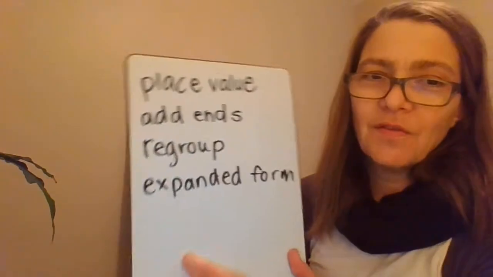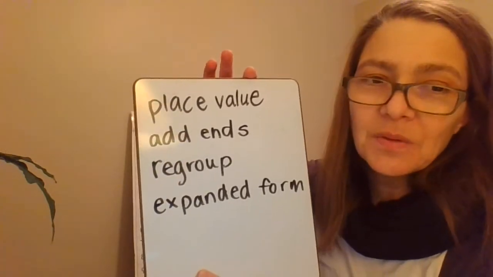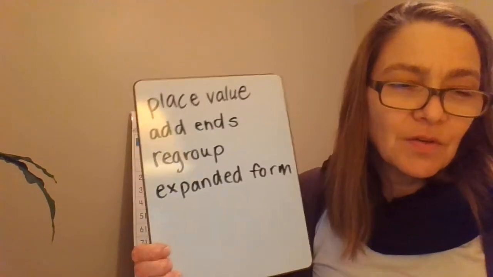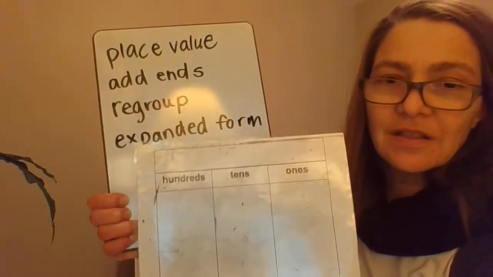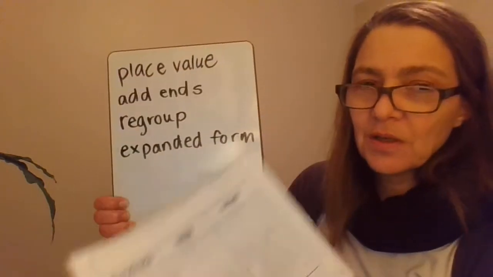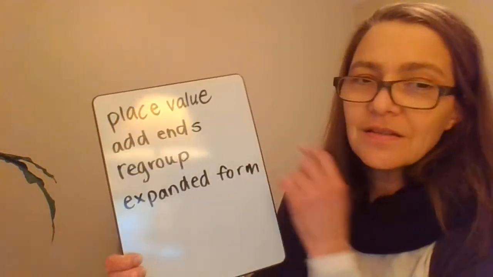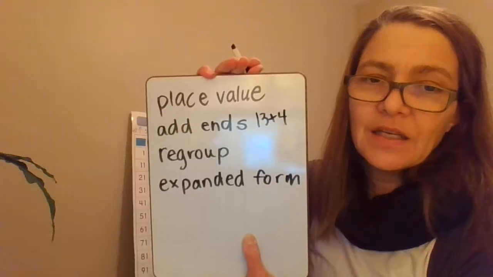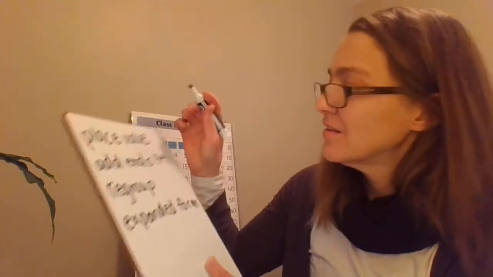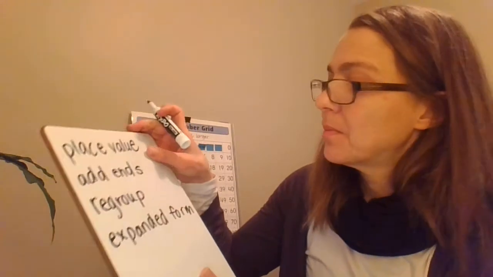Here is some vocabulary you will need. Some of the vocabulary you'll need to know is place value. When you think of place value, you think of your tens and your ones and your hundreds. And that's the place value chart, so you'll need your place value chart. Addends. Addends are the two amounts that you're adding together, your two parts, in an addition equation. And 4 are our addends, and the total would be the sum.